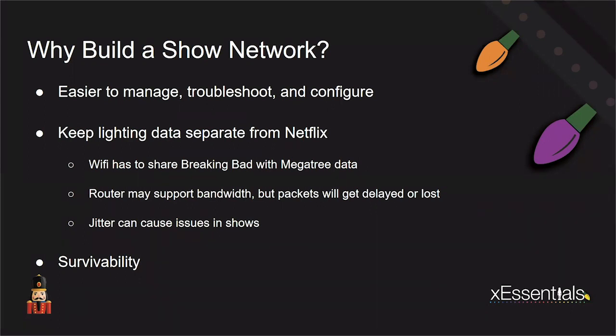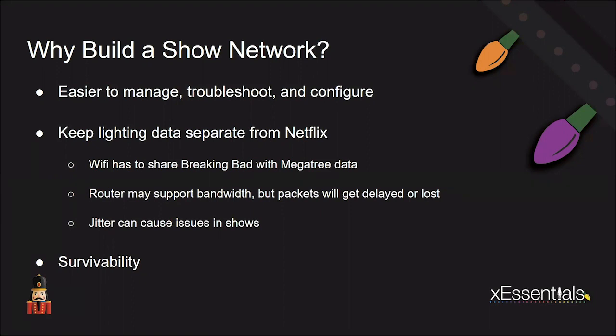The other big thing is we want to keep our data separate. If I'm running everything on my home Wi-Fi, I'm sharing that data with Netflix, with Facebook, with iPhone iOS updates that might happen in the middle of a show. All that stuff is a lot of traffic that we're also trying to compete with our show data. And so what happens is you'll have a packet get delayed or lost. If I'm just trying to load a web page, that's not a problem. The web page will send me that packet again.